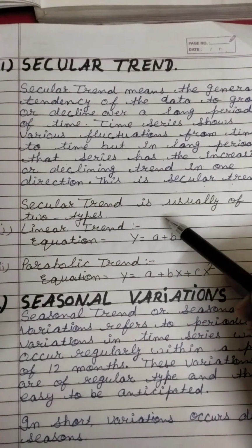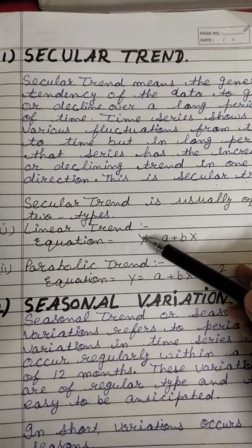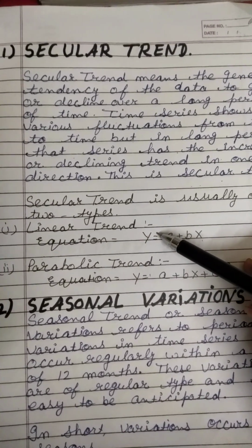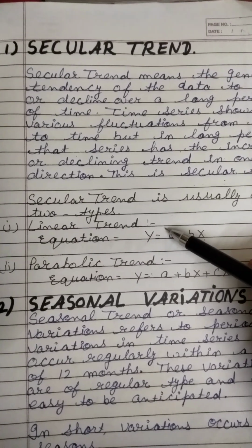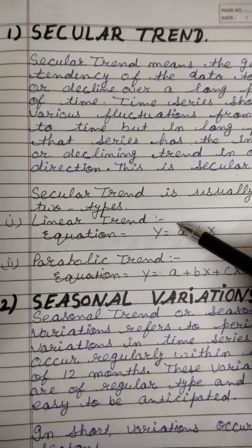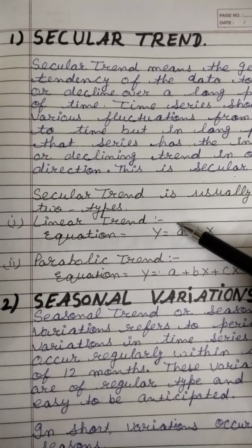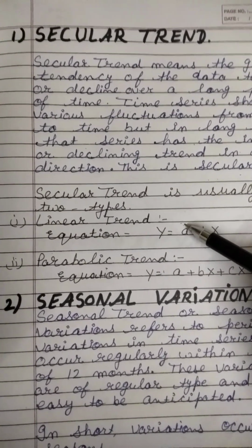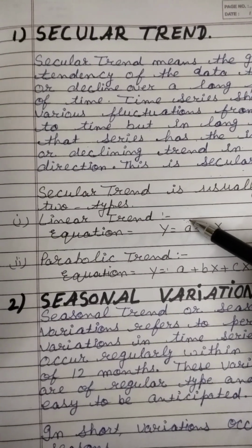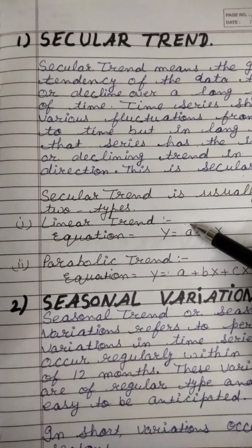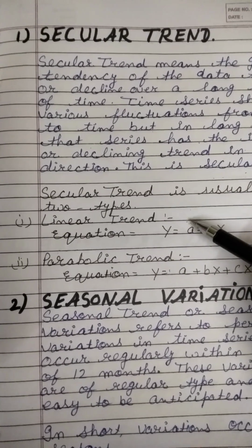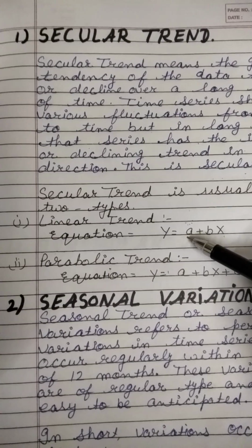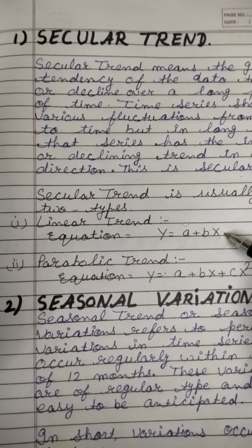Secular trend is usually of two types. First one is linear trend, second is parabolic trend. What is the linear trend? Linear trend means time series takes place by a constant amount. ठीक है, कि when long term rise or fall in a time series takes place by a constant amount, then it is called a linear trend. Okay, in a line, जो ट्रेंड लाइन में चेंज हो रहा है, that is the linear trend. और equation हम इसके लिए करते हैं यूज, y = a + bx.